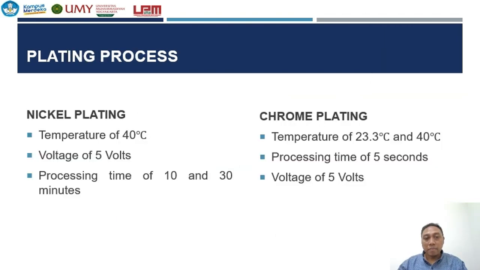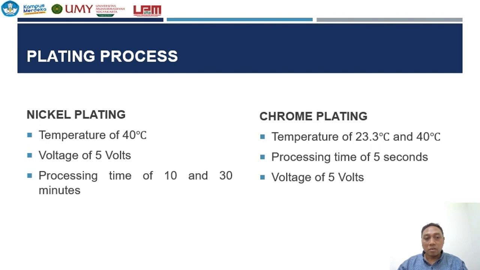The nickel plating procedure involves applying a layer of nickel onto the surface of the specimen for various time intervals, 10 minutes and 30 minutes. Besides that, the process also involves a temperature setting of 40 degrees Celsius and a voltage of 5 volts.